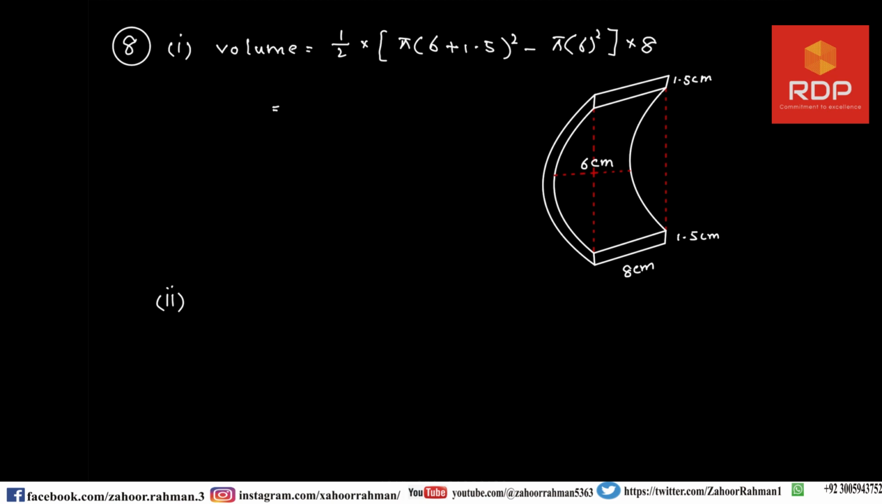When we calculate it, we will get 4 into 56.25 pi minus 36 pi, and that will be 81 pi. When we insert the value of pi as 3.1415, we will get 254 centimeter cube.